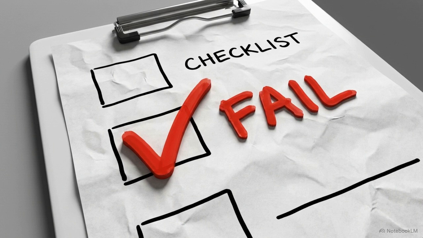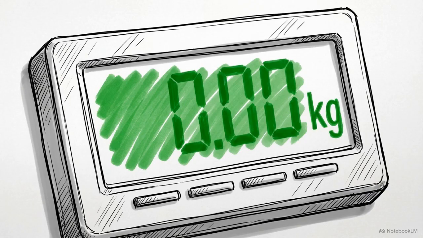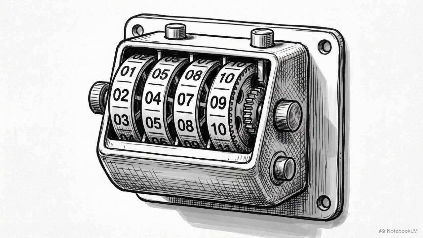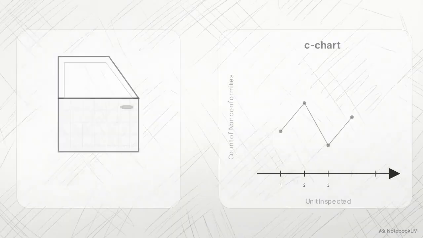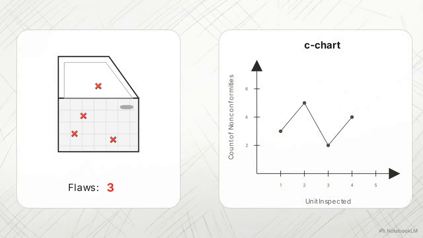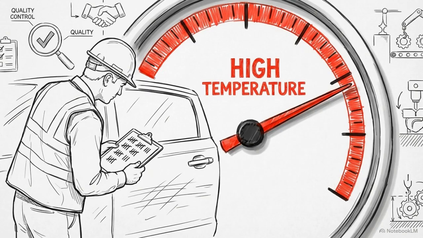The rules change completely for the second major data type, discrete attributes. You aren't measuring variables like weight. You are simply counting binary flaws, like a deep surface scratch or a completely missing screw. To track the overall count of nonconformities within a single fixed inspected unit, you use a C-chart. The C-chart is effective for recording the existence of defects, but by only counting attributes, it ignores the underlying continuous variables actually causing those defects.